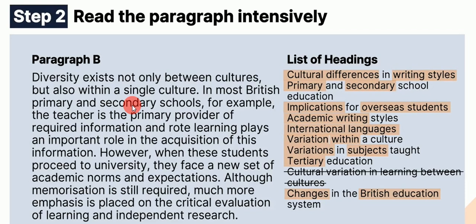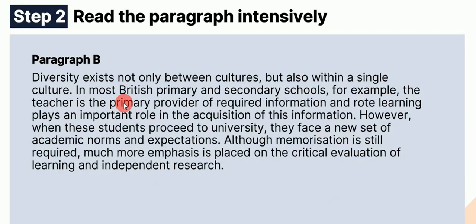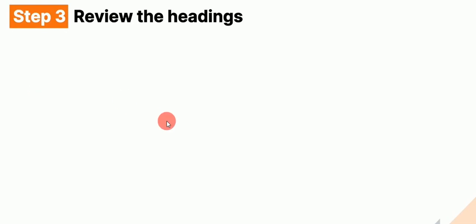How did you go? Did you identify similar words from the highlighted keywords in the headings? It is okay if you did not find all of these, because every candidate may have slightly different choices. What do you think the main idea of this paragraph might be? Reading the first sentence or two will often give you the main idea. Now that you have identified the keywords in the paragraph, it's time to move on to the next step and review the headings.